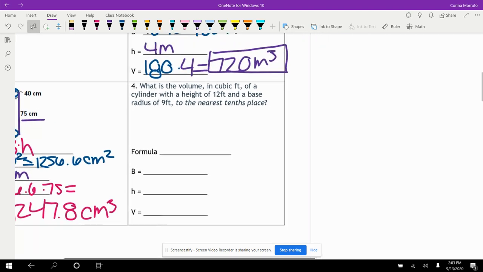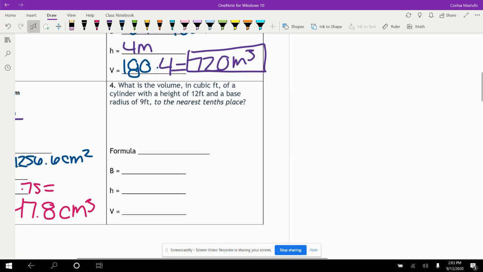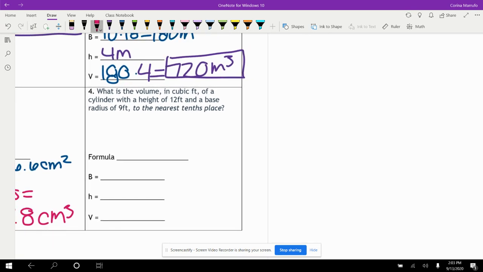So on here it tells us, what is the volume in cubic feet of a cylinder. Once they tell us that it's a cylinder, we need to remember that the volume formula we're going to use is big B times little h. They tell us that the height is 12 feet, so I'm going to fill that in here already. And then it says a base radius of 9 feet, and to the nearest tenth place. So we're finding the volume to the nearest tenth.